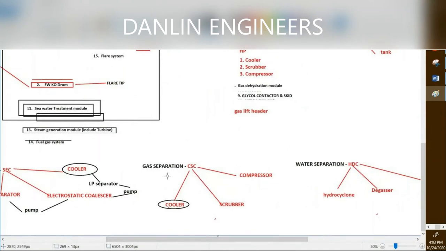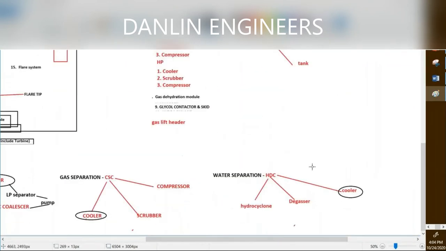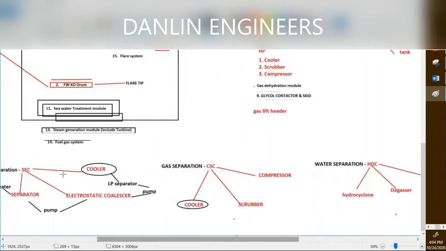For gas separation, the cooler, scrubber, and compressor will be there. Any extra equipment in between is based on the requirement from the process, for example for auto suppression. We can name them so that oil means SEC, gas means CSC, and water means HDC. This is a short terminology for our knowledge purpose, and we can use it for memorizing.